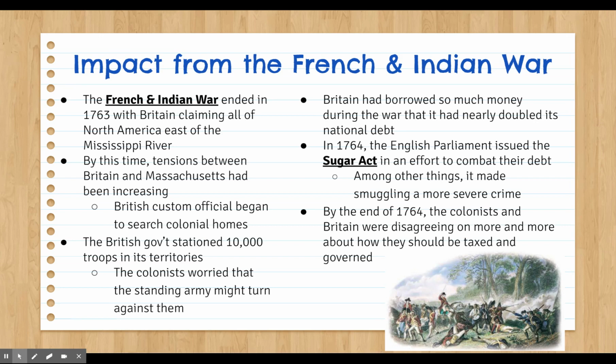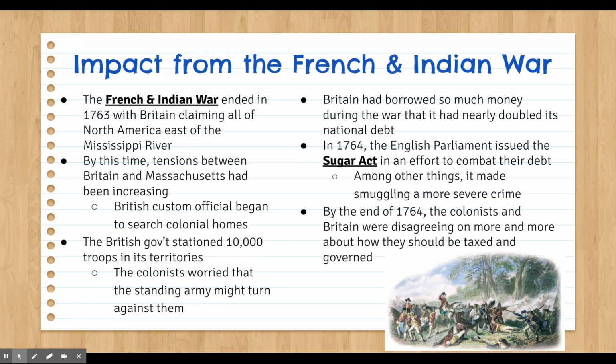By this time, tensions between Britain and Massachusetts had been increasing. British customs officials began to search colonial homes because many of the merchants who were smuggling or still trading illegally operated their businesses out of their homes. And so British officials could just have these search warrants written and could go into any home that they wanted without any probable cause. And so they felt like their rights were being violated. They did not like this type of treatment.